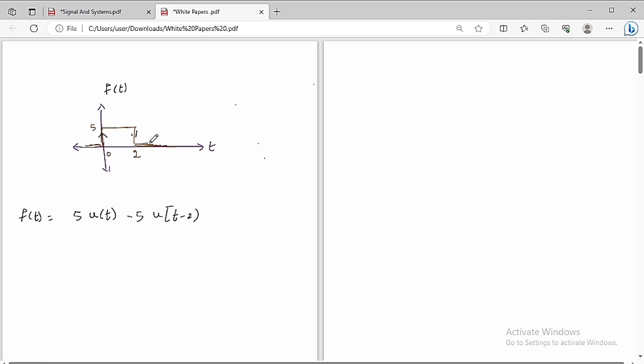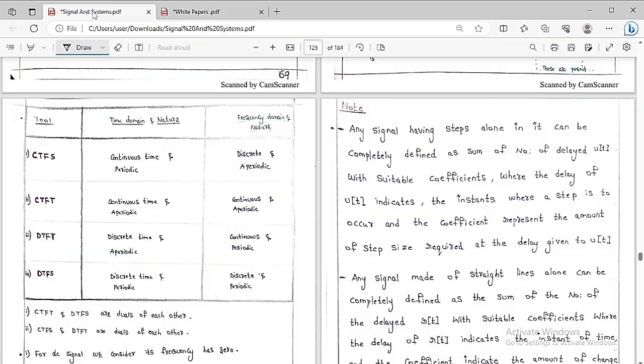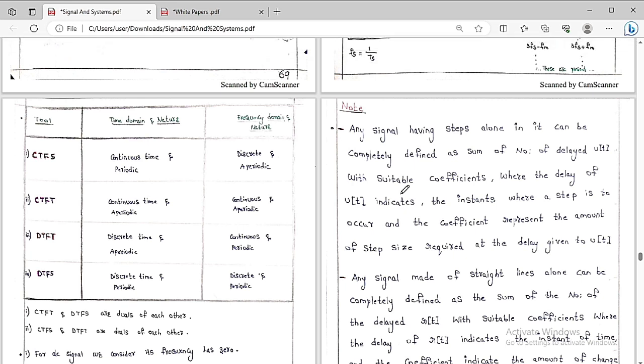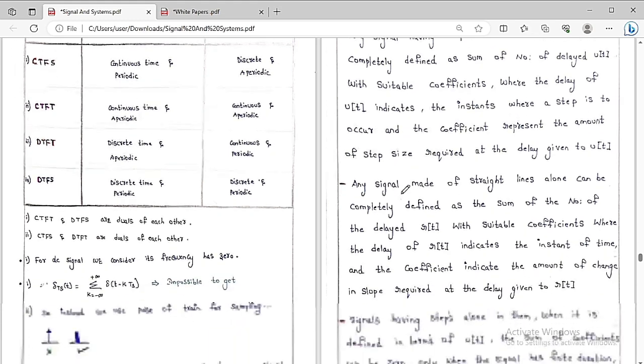Here u of t, here u of t minus 2. Here it is increased by plus 5. Here it is decreased by minus 5. Increase means positive, decrease means negative. So these points you always have to keep in your mind. So finally, I can say that any signal which is having steps alone in it can be completely defined as the sum of the number of delayed u of t with suitable coefficients, where the delay of the u of t indicates the instant where a step is to occur, and the coefficient represents the amount of step size required at the delay given to the u of t.